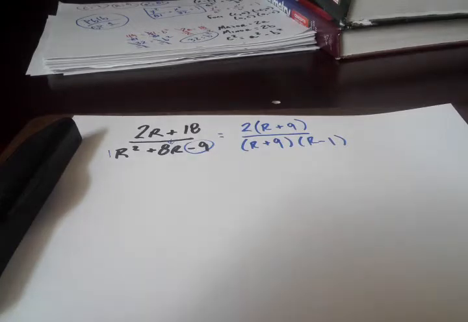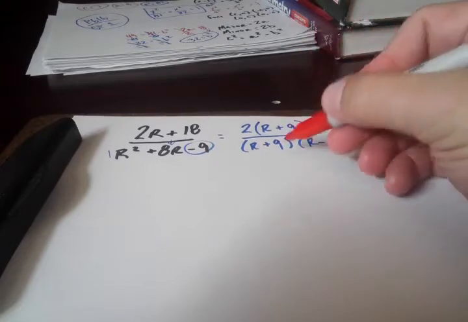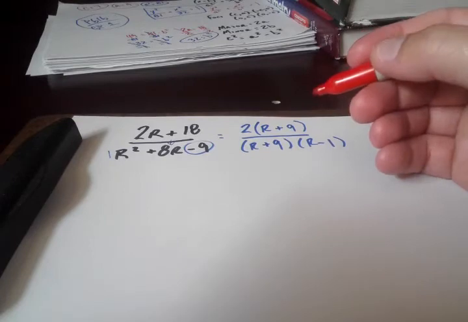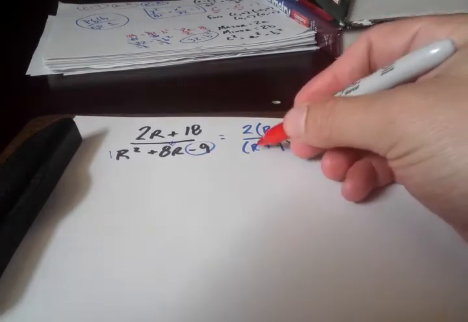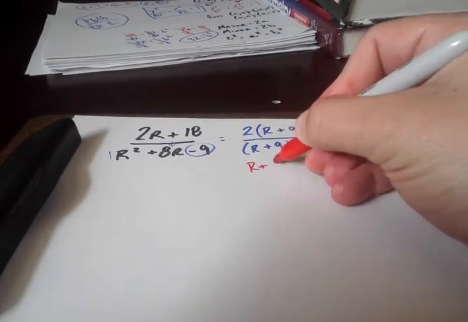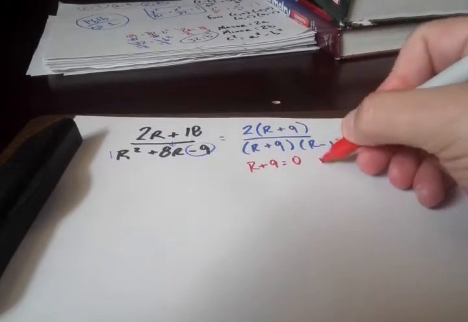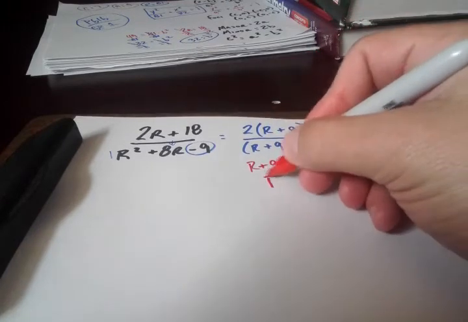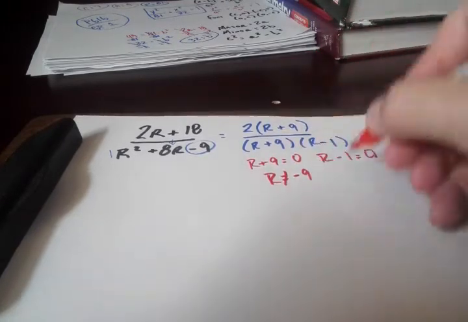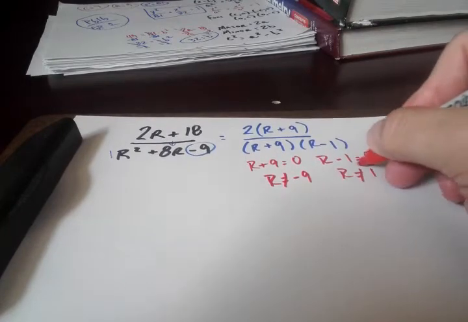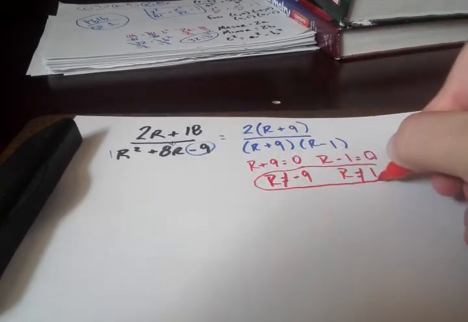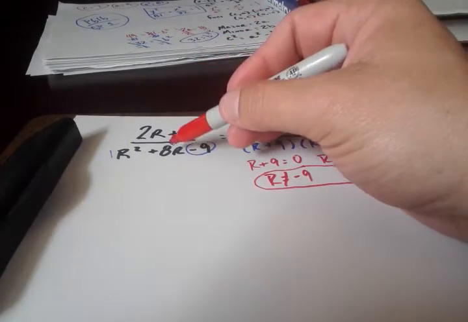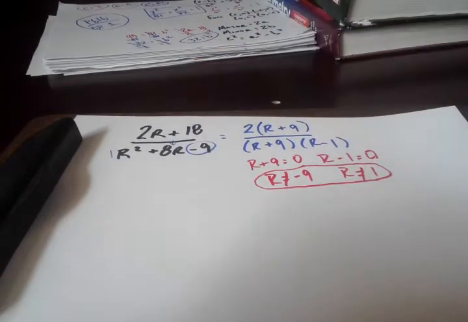Now, we're going to take a quick pause, and we're going to look at our two answers down here. We're going to figure out what r can't equal. Remember, so we'll set both of these to 0. We'll say r plus 9 equals 0, and then r minus 1 equals 0. We are finding the excluded values. So obviously r can't equal negative 9, and r can't equal 1. These are the excluded values. If r was negative 9 or if r was 1, this would have a 0 on the denominator.